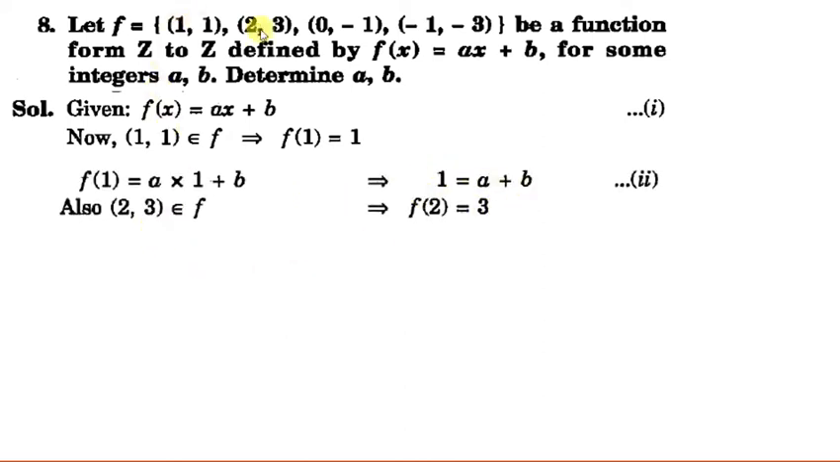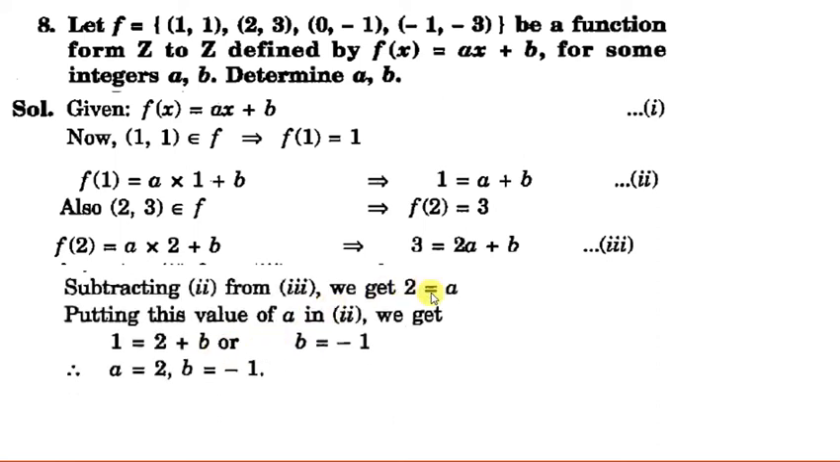Now (2, 3) belongs to f, it means f(2) is equal to 3, and f(2) is 2a plus b, so 2a plus b equals 3. Now we have to solve the second and third equation, so subtract the second one from the third, we get 2 equal to a. Now put the value of a in the second equation, we get b equal to -1. So a is 2 and b is -1.